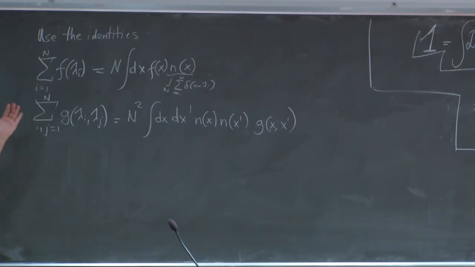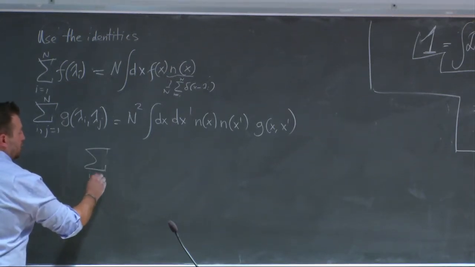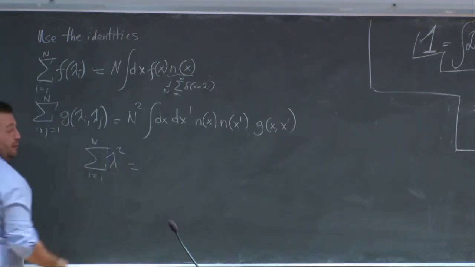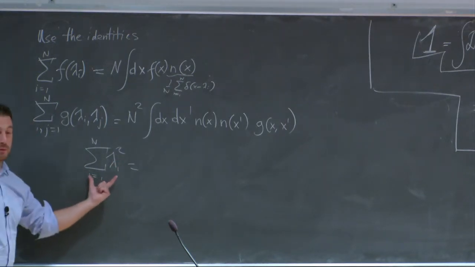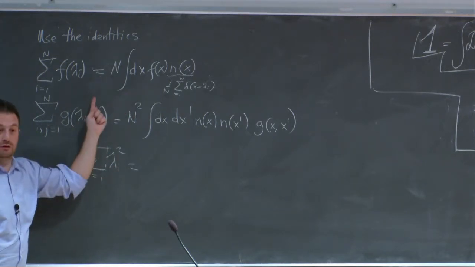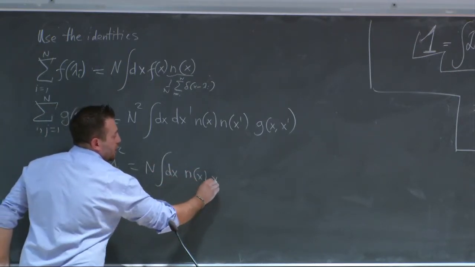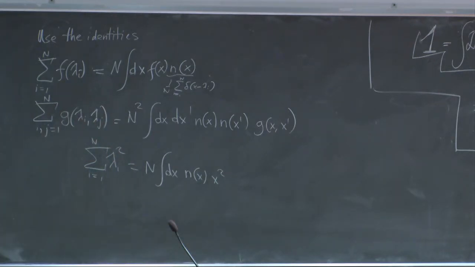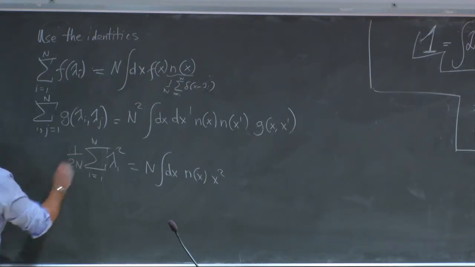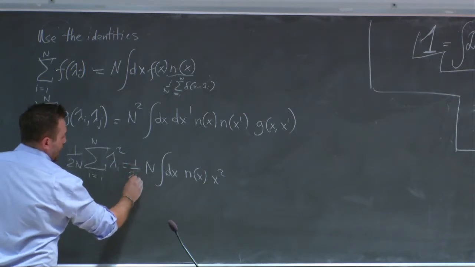So why are these identities important? Because the Hamiltonian for our particles contains exactly single sums and double sums. For example, in the Hamiltonian, you find a term of this form. So this term will be equal to what? Just use the first formula. This will become n times the integral over dx, n of x, x squared. And in the Hamiltonian, we had the 1 over 2n in front. So this object is 1 over 2n times n.